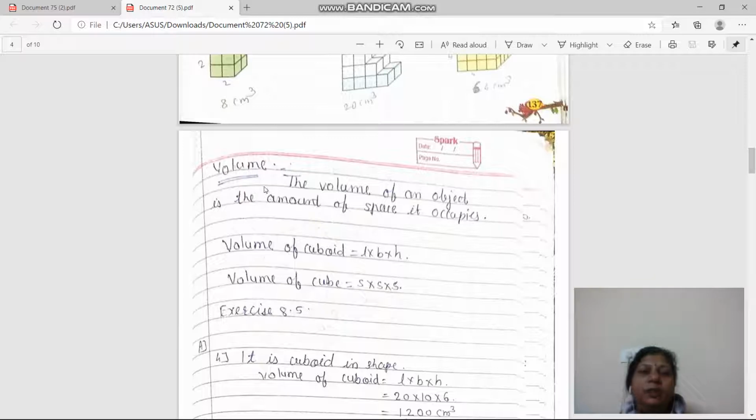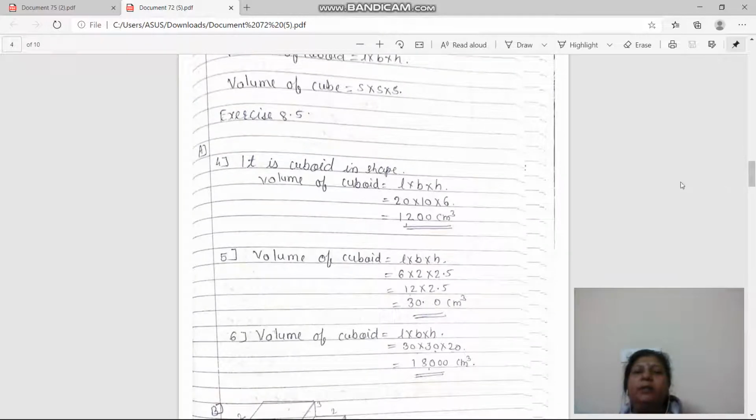So first of all, the definition of volume. The volume of an object is the amount of space it occupies. Then next, volume of a cuboid is equal to length into breadth into height. Then volume of a cube is equal to side into side into side. Now see here, we will see the examples in 8.5. It may be asked for 2 marks. If length, breadth and height are given, you can calculate the volume of a cuboid.